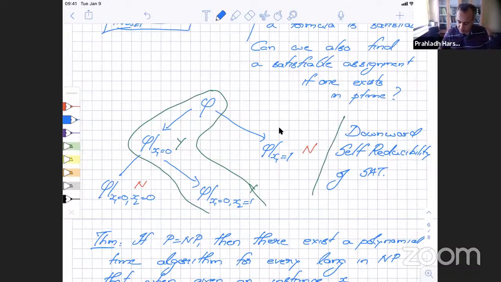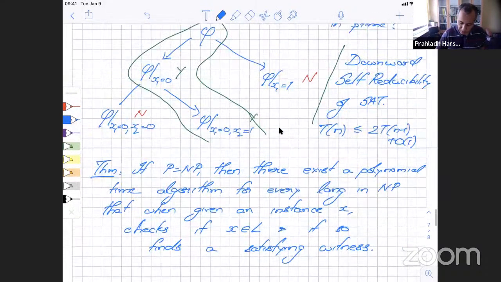Basically, I'm going to be very informal here. I'm going to say that in some sense, T of n is less than or equal to 2 times T of n minus 1 plus some, say, order 1 operations, where T of n refers to the amount of time required to solve SAT on a formula with at most n variables. This is what is called downward self-reducibility.